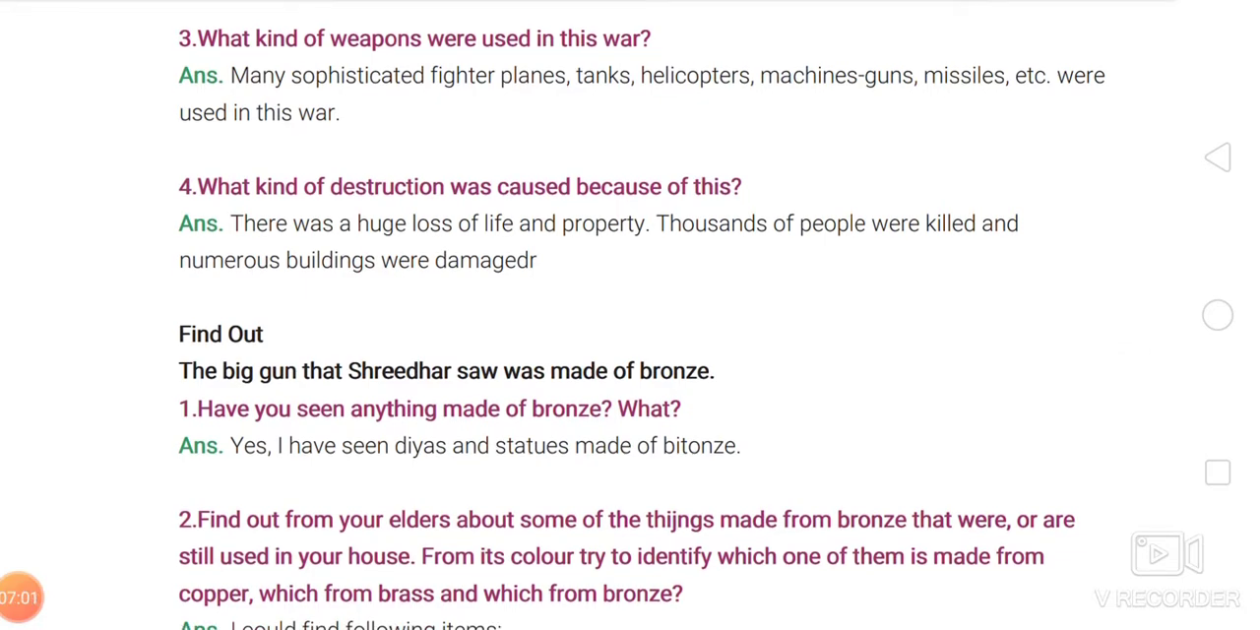What kind of weapons were used in this war? Many sophisticated fighter planes, tanks, helicopters, machine guns, missiles, etc. were used in this war. So you will write about the recent one. What kind of destruction was caused because of this? There was a huge loss of life and property, thousands of people were killed, and numerous buildings were damaged.